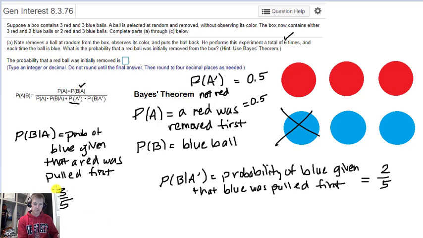And so he's going to pull a blue ball 6 times. So what we have to do, and since he's putting it back and it's with replacement, we take 3/5 to the 6th power, and we take 2/5 to the 6th power, and that's what's going to go down here in the denominator. So let me write all of this out in a formula that we're going to type in the calculator.